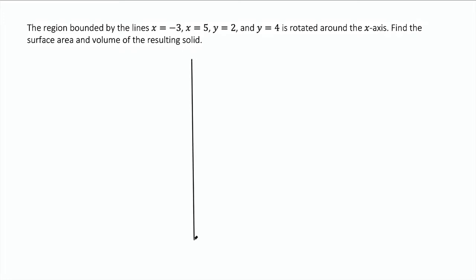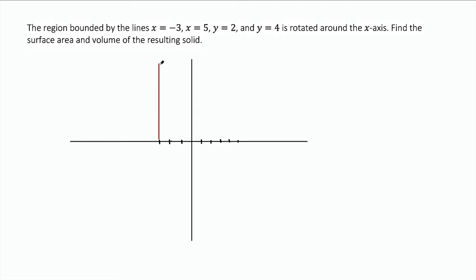So we've got our axes, and I'm going to be very careful here just so that we can get a good picture of what's happening. There's x equals -3 and x equals 5: 1, 2, 3, 4, 5. Those are vertical lines. I'm going to do them in different colors just so that we're able to see that. So there's x equals -3, and there's x equals 5. Nice and perfectly vertical.